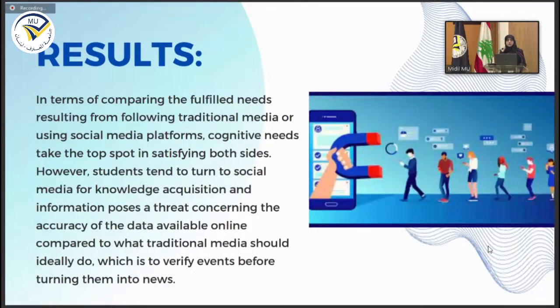In terms of comparing the fulfilled needs resulting from following traditional media on one hand and using social media on the other, cognitive needs take the top spot in satisfying both sides. However, students tend to turn to social media for knowledge acquisition and information, which poses a threat concerning the accuracy of the data available online compared to what traditional media should ideally do. It might not be doing that, which is to verify events before turning them into news.